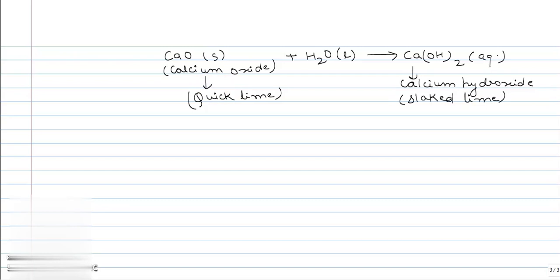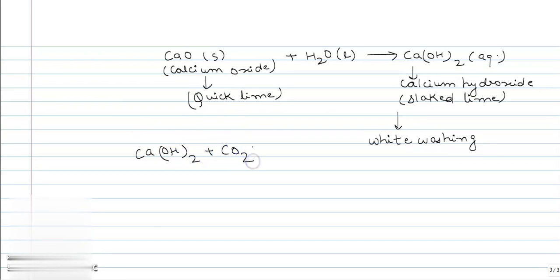Now I'll tell you one application of calcium hydroxide: this slaked lime, Ca(OH)2, is used for whitewashing. That is one application of chemistry in our daily life. So what happens when a solution of slaked lime is applied to the walls? Calcium hydroxide, which is used for whitewashing, slowly reacts with carbon dioxide.